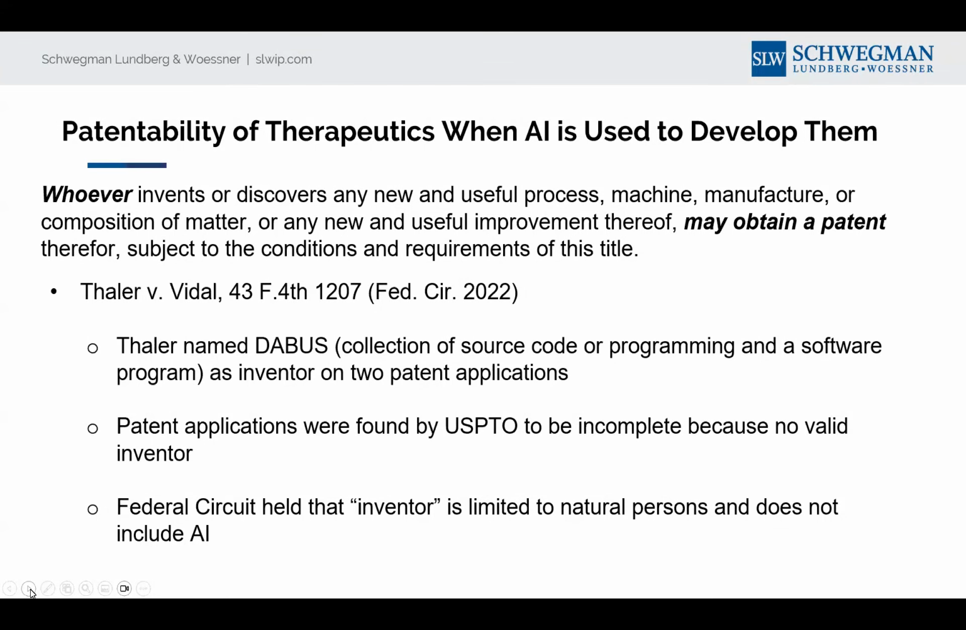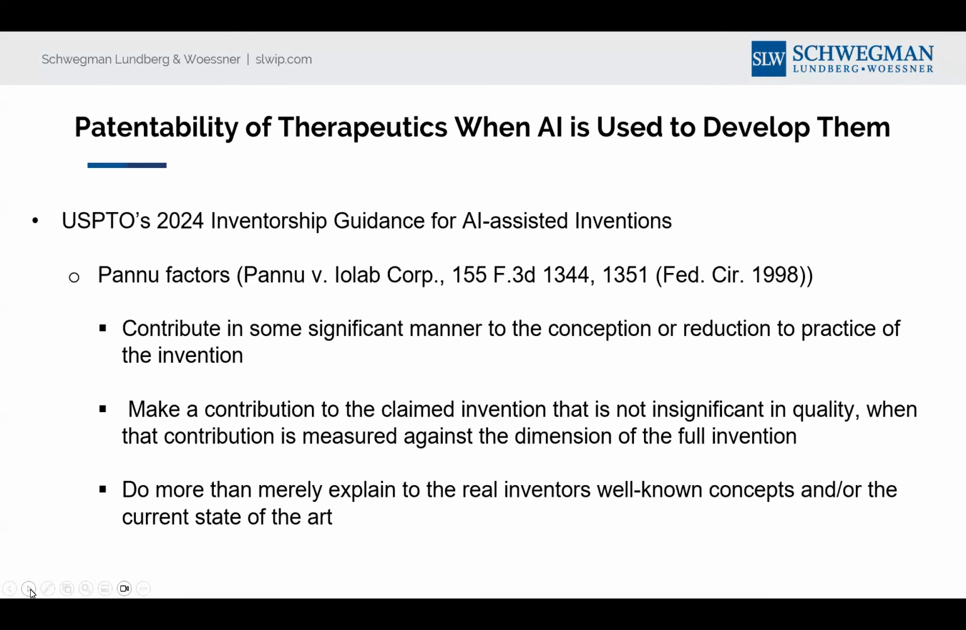to another case. Thaler also filed against the Commissioner, the director of the U.S. Copyright Office, for AI-produced material that he claimed the AI was the author of, and there was a similar finding that the author needed to be human, just as the inventor needed to be human. Because of that, there can be certain consequences that we at least need to be aware of. Next slide, please.